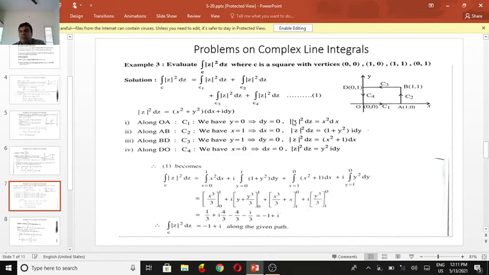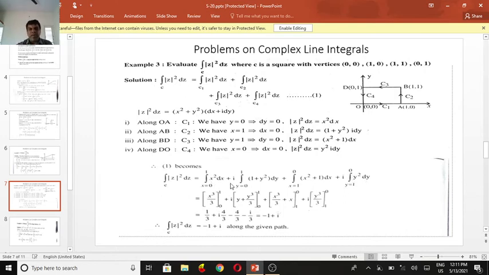I'm substituting in equation 1. So the integral over C of mod z square dz becomes the integral of x from 0 to 1 of x square dx, plus i times the integral of y from 0 to 1 of (1 plus y square) dy along curve AB. Then for curve BD, the integral of x from 1 to 0 of (x square plus 1) dx plus i times the integral of y from 1 to 0 of y square dy.